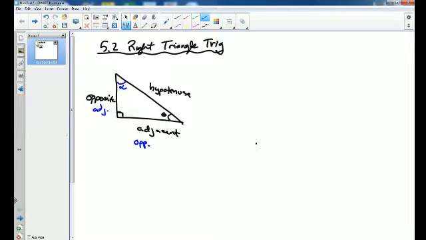The beautiful thing about right triangles is that, depending on the angle, the ratios of these sides always hold. Wait, do they always equal 260 or 180? They add up to 180.